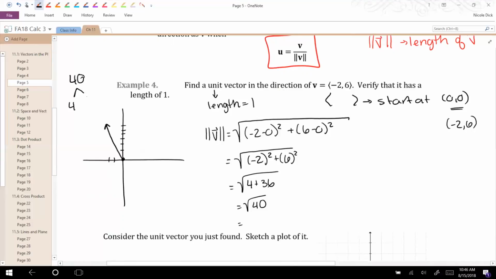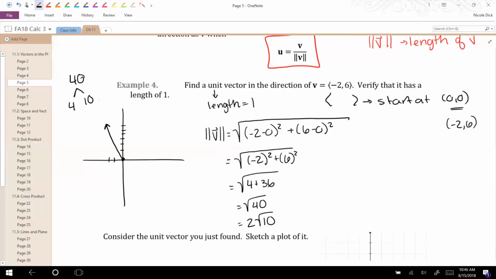So 40 has 4 and 10. Yeah, and 10 is not a perfect square. So 2 square root of 10. It's good to see. That was harder than it should have been. So since 40 is the same thing as 4 times 10, and 4 is a perfect square, you can factor that out. 10 is not, so it'll stay there.